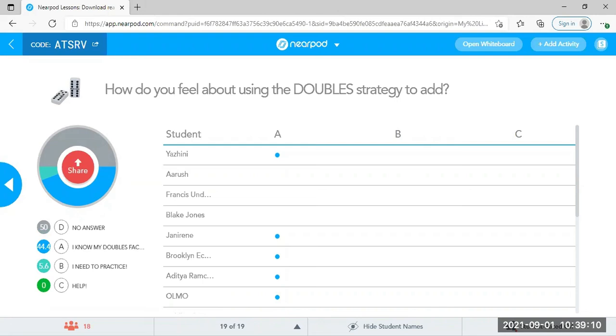Let's see, the addends are close to each other. What double fact could I use? That's the whole purpose of today's lesson. Oh, look at you guys. You all chose A. Wonderful. You know your double facts.